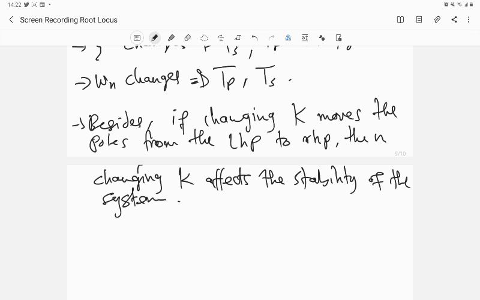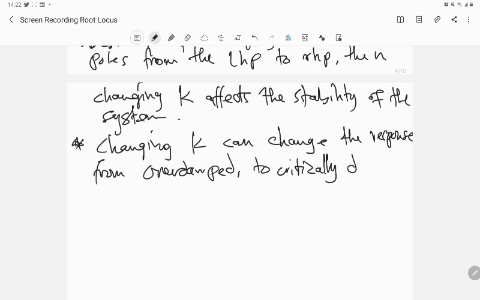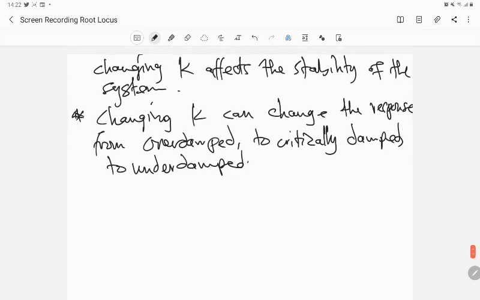Another thing we can state is that changing k can change the response from, for example, overdamped, that's when all the poles are on the real axis, to critically damped, repeated roots on the real axis, to underdamped. So that is something that can happen to the system.